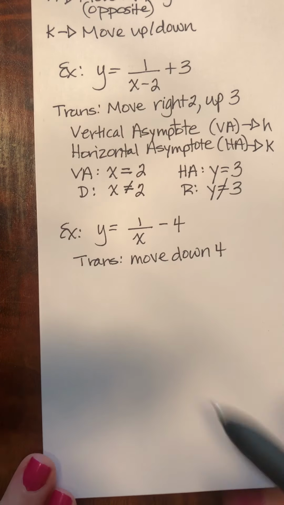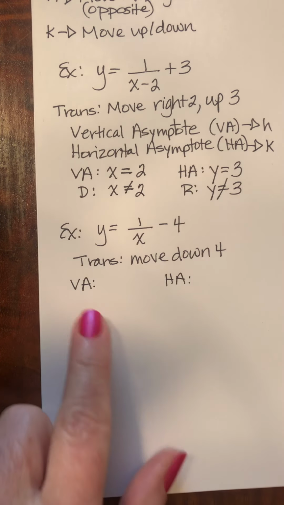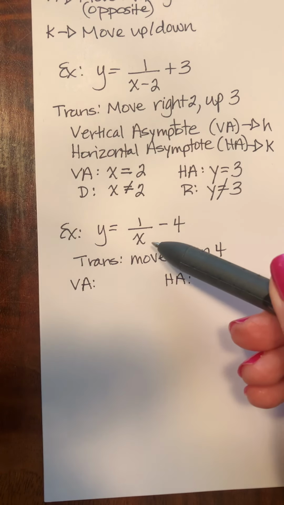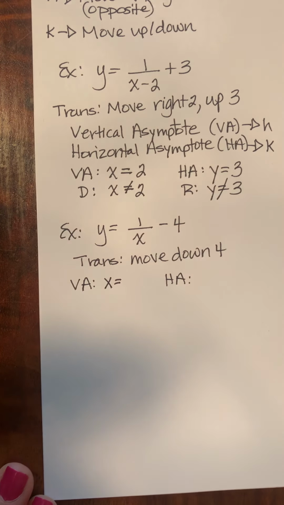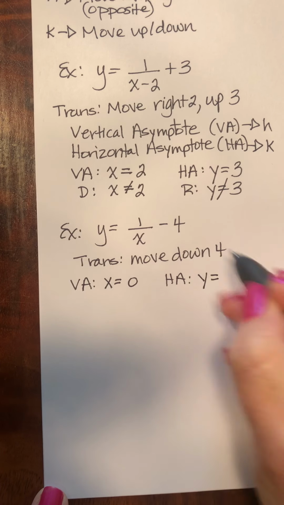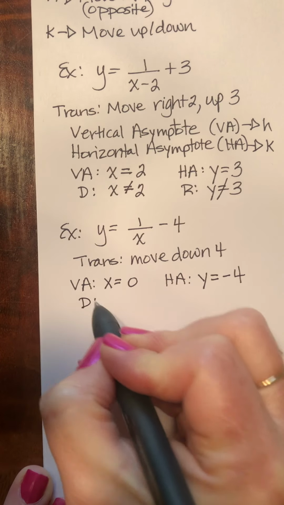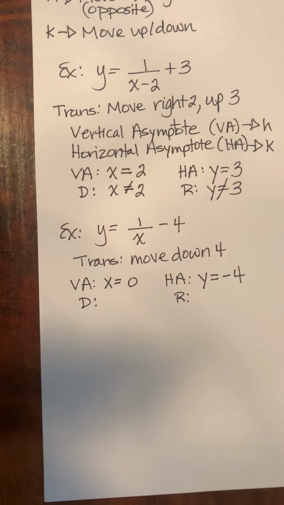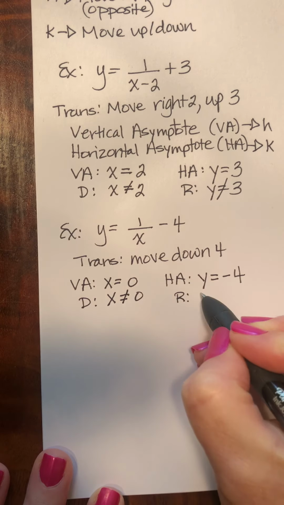Now, when we look at the vertical asymptote and the horizontal asymptote, remember the vertical asymptote is the number that's with x. Well, we don't have a number with x. We still have a vertical asymptote though, and it's still going to be in the form of x equals, but if there is no number, you put 0. The horizontal asymptote, remember that's the number that is k, and so that's going to be in the form of y equals, and that's going to be -4. And once you know those two pieces of information, you can tell the domain and the range, because remember, you're just going to copy those equations over, but you're going to put a not equals instead of an equals.